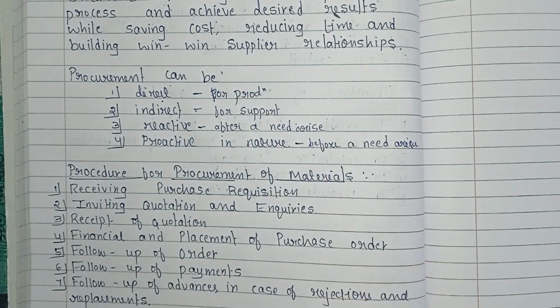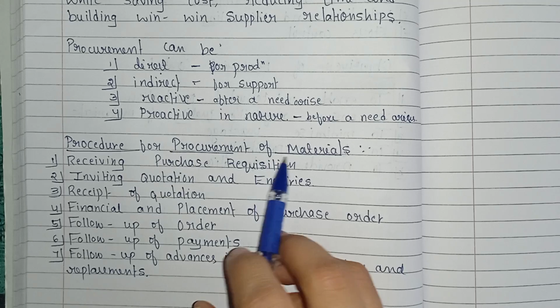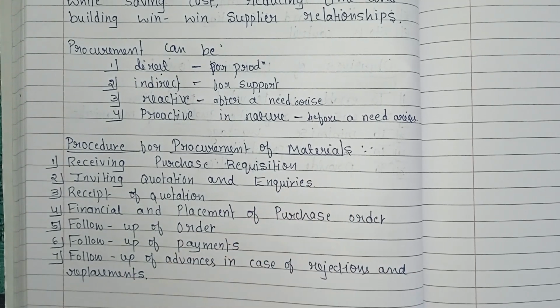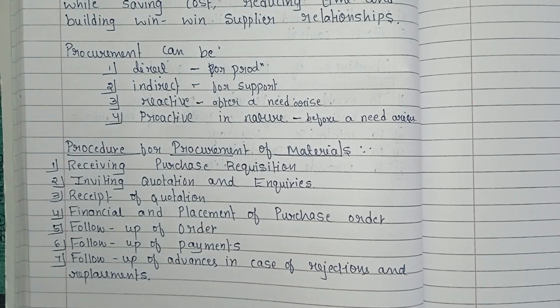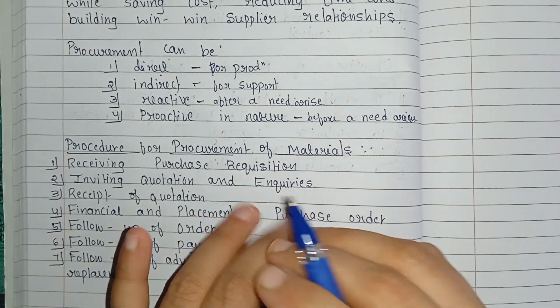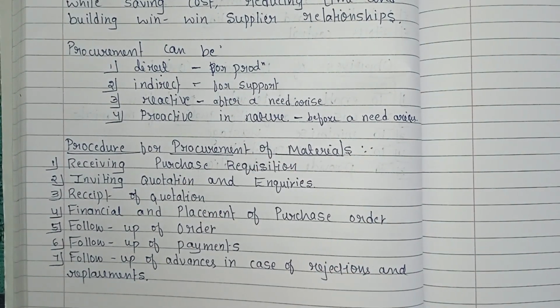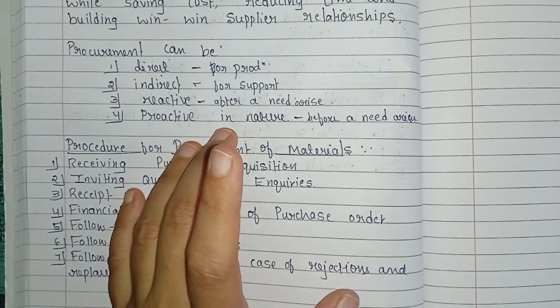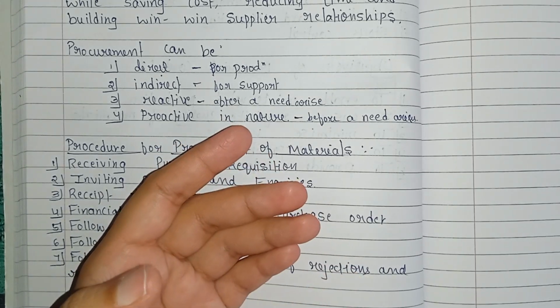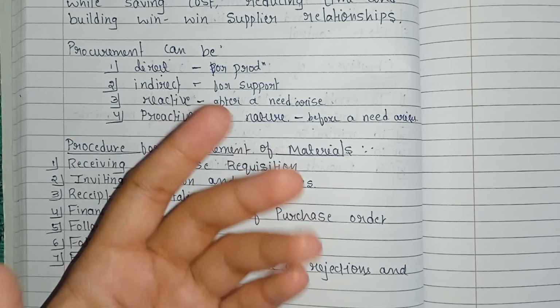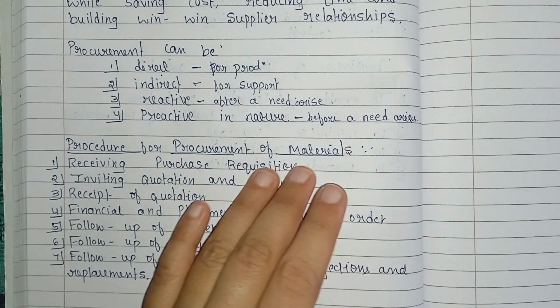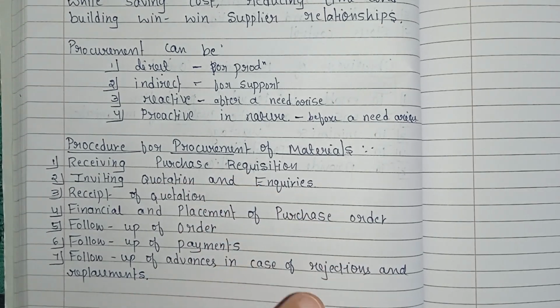Now we will see the procedure for procurement of materials. What are the procedures involved? The first one is receiving purchase requisition. It is the first formal step in the procurement process. The purchase requisition is an internal document raised by a department like production, stores or maintenance to request the procurement of materials or services.